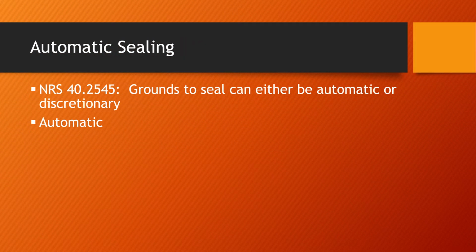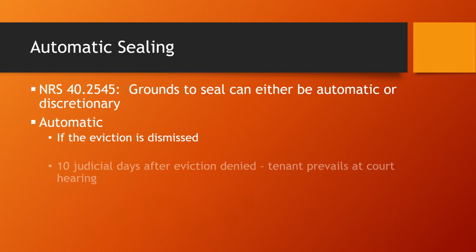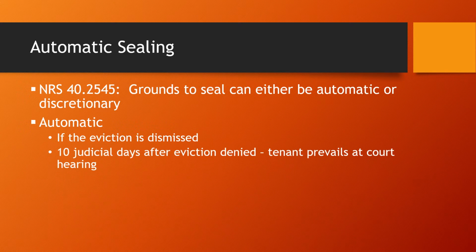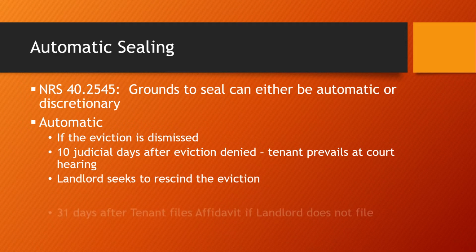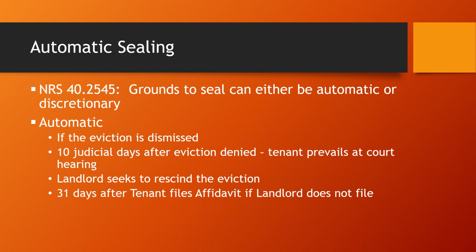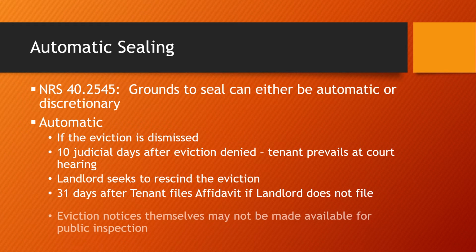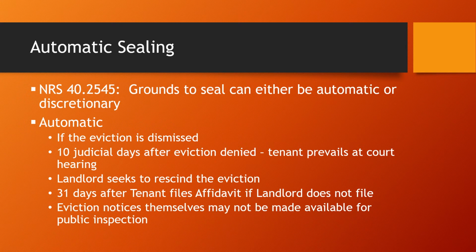Pursuant to NRS 40.2545, the grounds to seal an eviction record can either be automatic or discretionary. Eviction records are automatically sealed in cases where the eviction is dismissed or where the tenant prevails at the eviction hearing. Then it is automatically sealed after the 10-day appeal timeframe has run. If the tenant files a tenant's affidavit, the eviction is automatically sealed after 31 days if the landlord does not file its complaint with the court. Finally, eviction notices themselves, without a court filing, are not subject to public inspection and should not be made a public record.